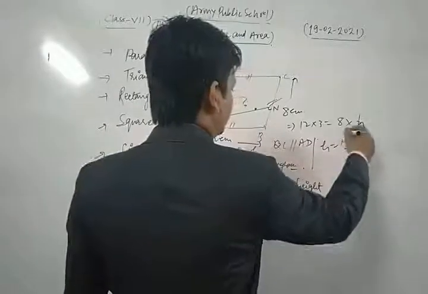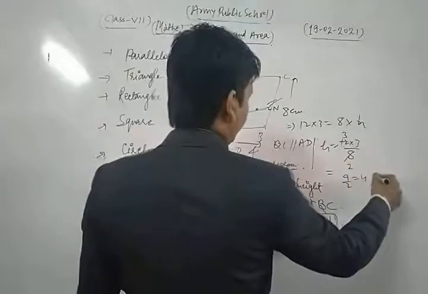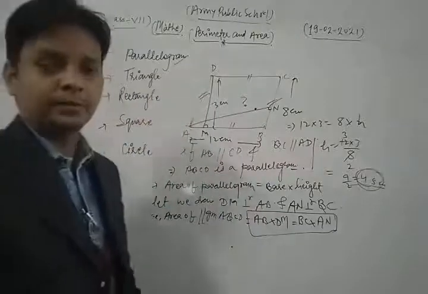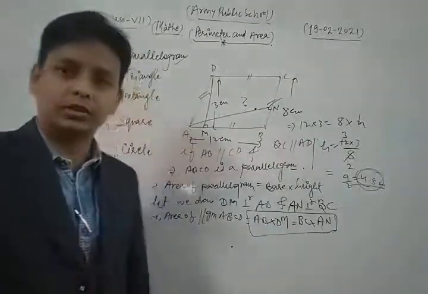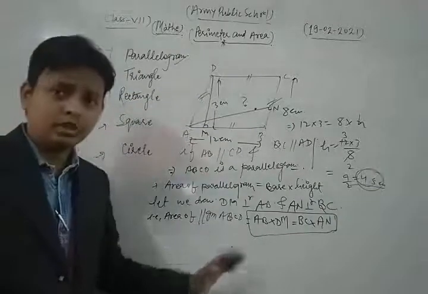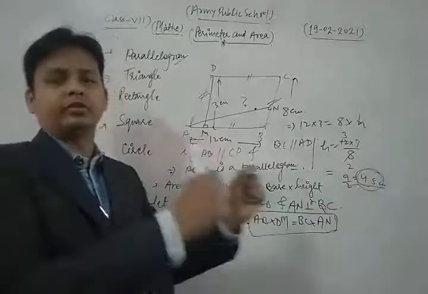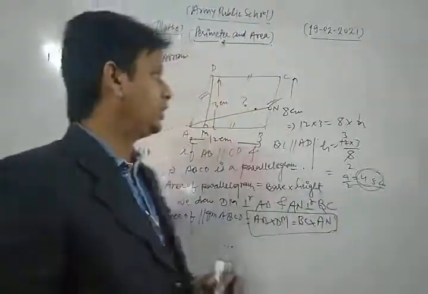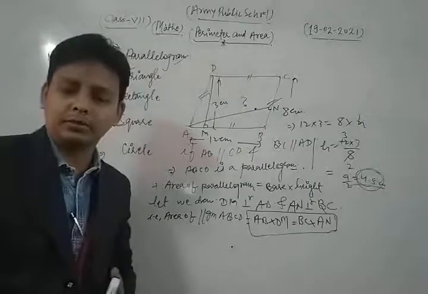2 4s are 8, 3 3s are 9 upon 2, that is 4.5 centimeter. Then the corresponding altitude, that is AN, is equal to 4.5 centimeter. Okay, dear student. Using that concept, you can solve each and every question of your NCERT exercise based on parallelogram. Similarly, now we can discuss the formula and concept related to triangle.